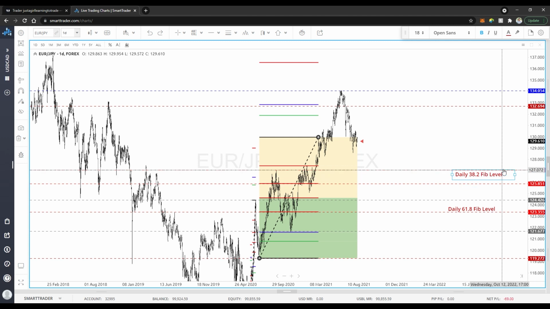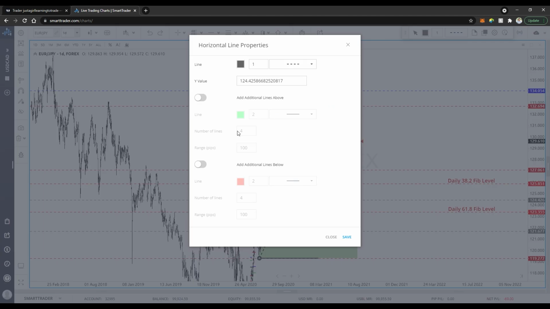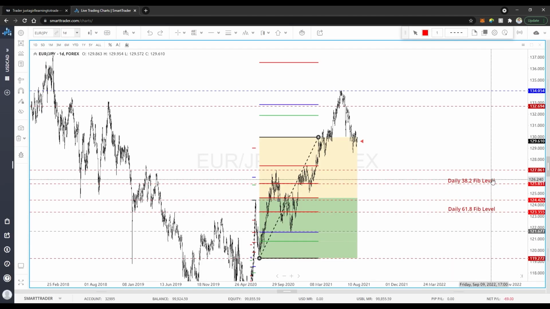All right, there we go. So this is daily 38.2. And then this is 50. So we identified this one. I'm going to turn it red just to match it with everything else. And so we're going to duplicate this again.